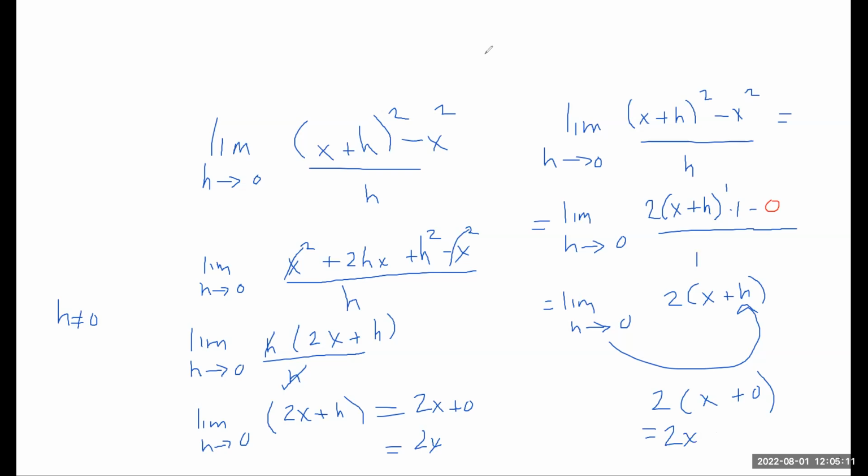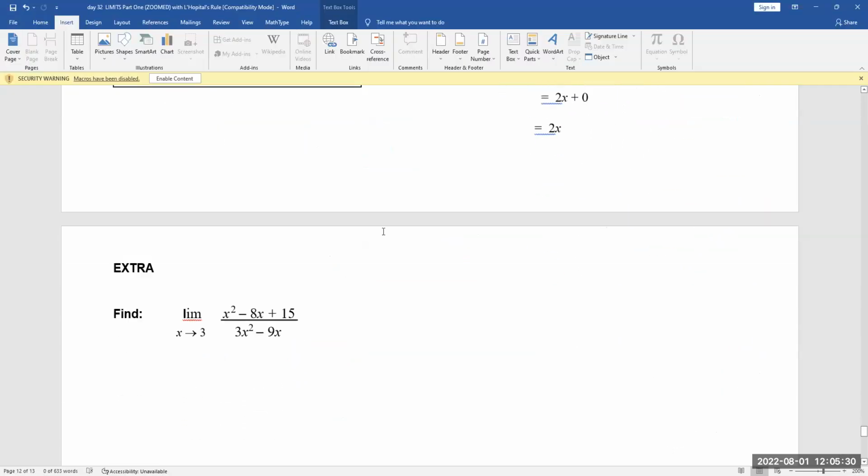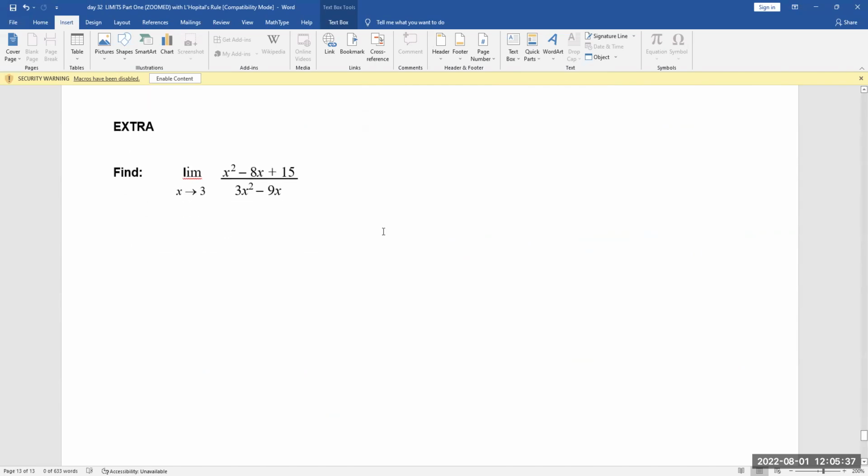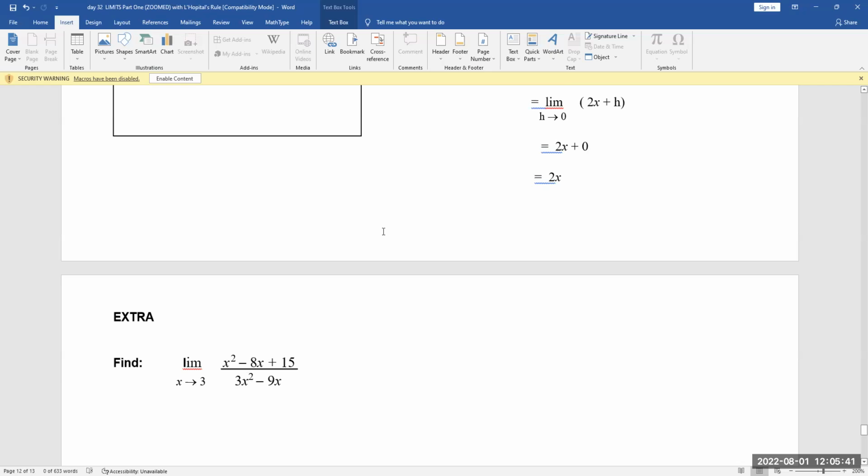We're going to now do the extra problem that I have on your notes. So you can get another piece of paper out if you'd like. And here is the last problem I want to look at. The limit as x approaches 3 of x squared minus 8x plus 15 over 3x squared minus 9x, which I do not have done on this notes.